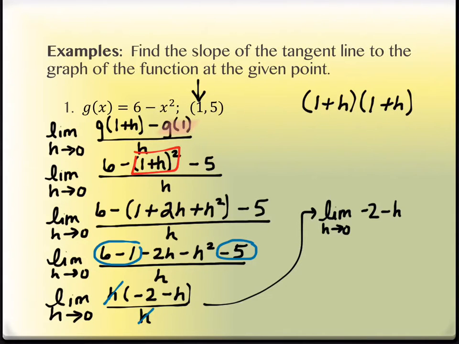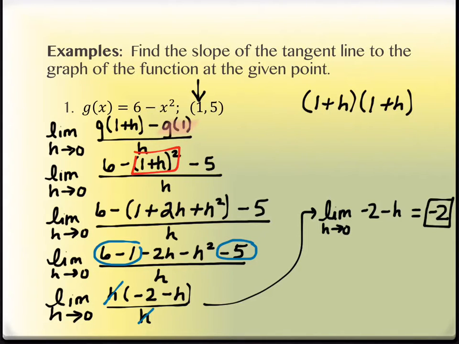And if I plug in h equals 0, what do I get? Negative 2. So the slope of the tangent line to the graph of g of x equals 6 minus x squared at the point (1, 5) is negative 2.